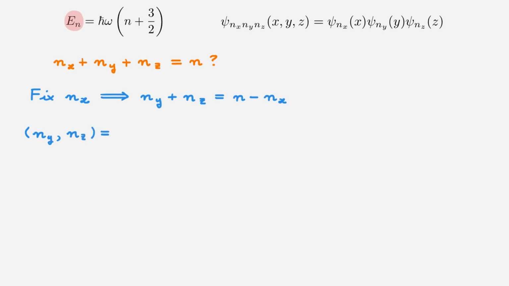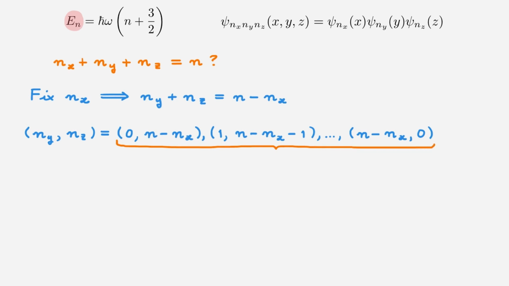The first is that ny is 0 and then nz must be n minus nx. The second is that ny is 1 and then nz must be n minus nx minus 1, and so on, all the way to ny being n minus nx and nz being 0. If we consider all of these possibilities, we get a total of n minus nx plus 1 terms. This means that the degeneracy Gn of state n is given by the sum over all possible choices of nx, and we've just figured out that for every such choice we have n minus nx plus 1 terms as possible choices of ny and nz.